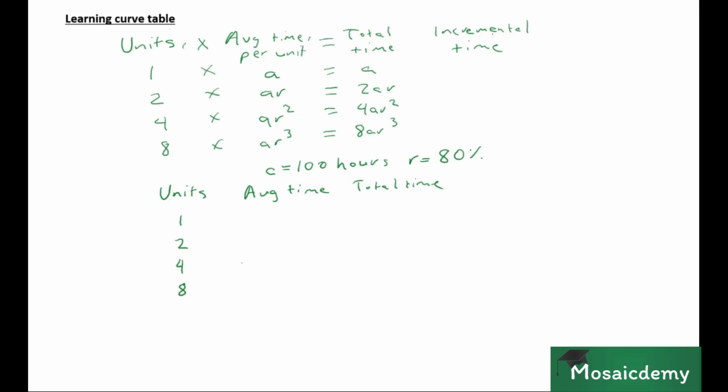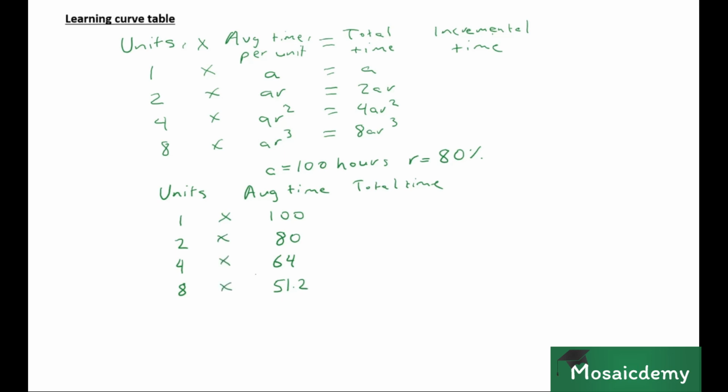Average time for the first unit was 100 hours. Every time we move down, we multiply the previous value by R. So 100 into 80% gives us 80. Moving down, 80 into 80% gives us 64. Moving down, 64 into 80% gives us 51.2. And for total time, we multiply the units with the average time, in each of these cases.